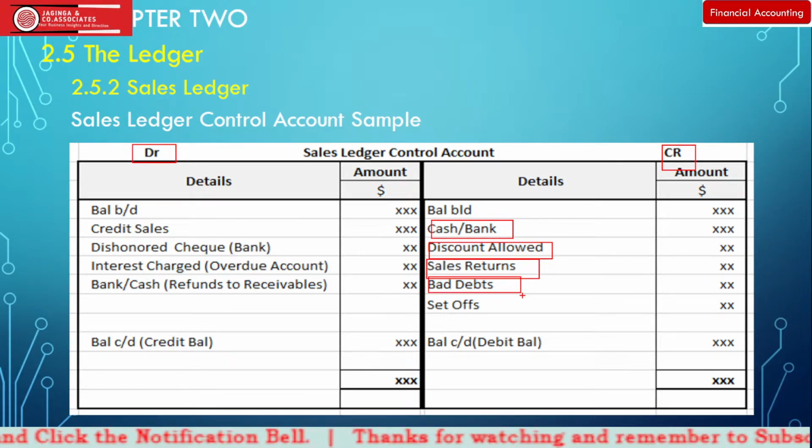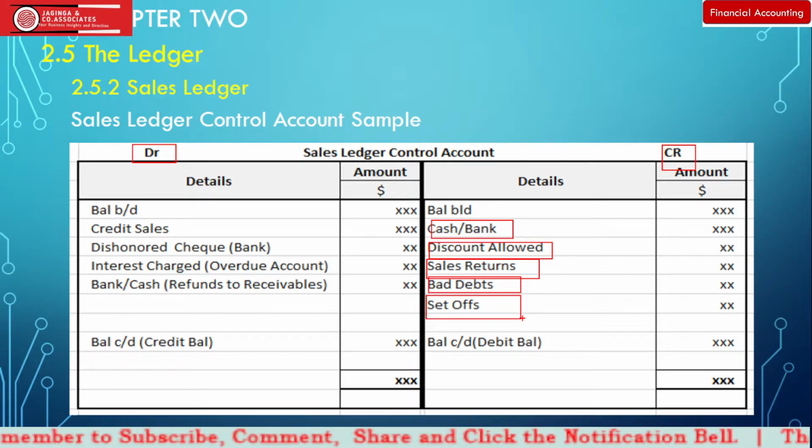You will not pay that amount that is due. So we call such kind of dues bad debts because we will not recover them. Then here we also have set-offs. When we talk about set-offs, we mean when the customer is also a supplier.